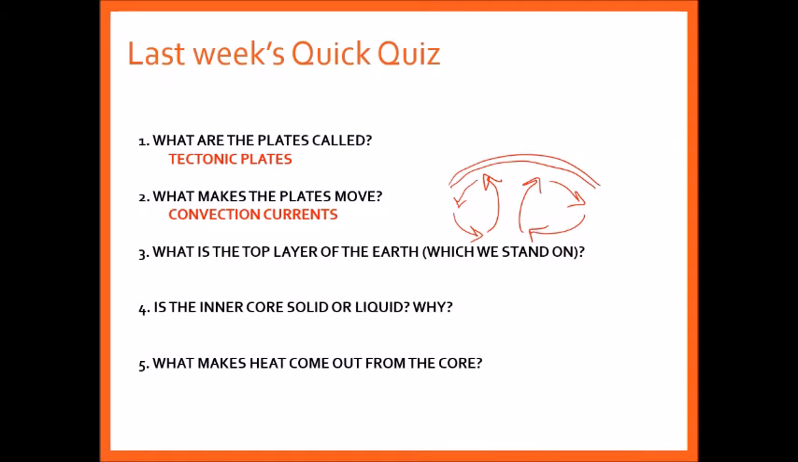What is the top layer of the earth which we stand on? That's the crust. Is the inner core solid or liquid, and why? It's solid. Remember, this is due to the immense pressure pushing down on the core deep inside the earth, and all that heat and pressure pushing down from the rest of the earth on top of it. And what makes heat come out from the core is the radioactive decay. We talked about this. Remember, the particles breaking down inside the core, and that generates heat as that happens.